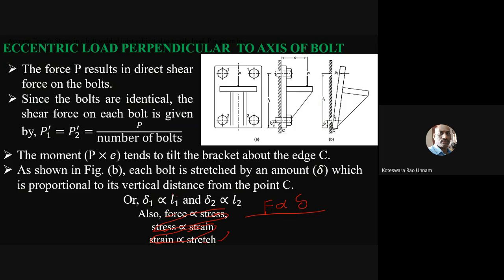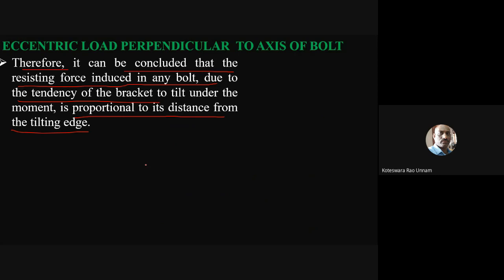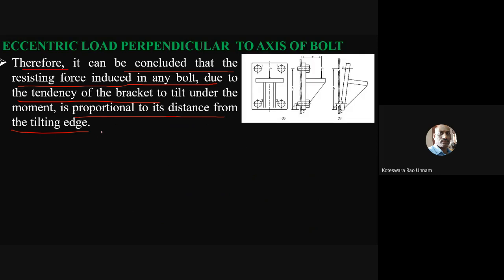Here we said delta is proportional to L. So from that condition, F is proportional to L. Finally, you arrive at the relation F is proportional to L. That's what we can conclude from this statement. Therefore, the resisting force induced by any bolt due to the tendency of the bracket to tilt under the moment is proportional to its distance, measured in terms of L, from the tilting edge.